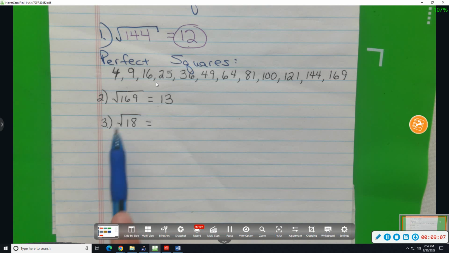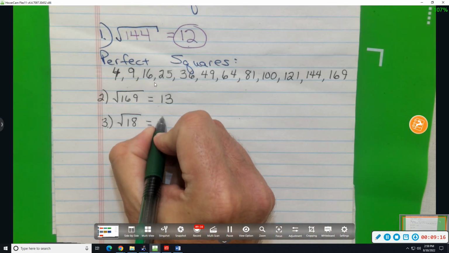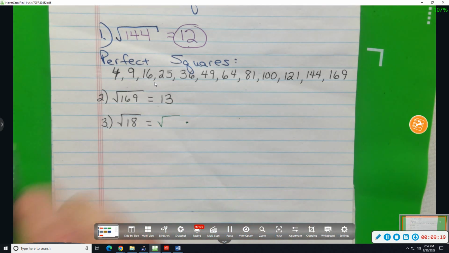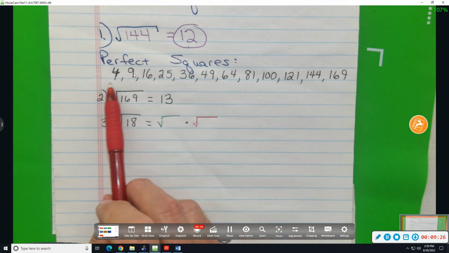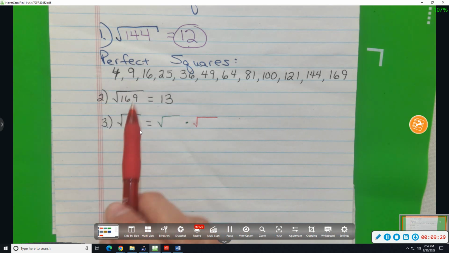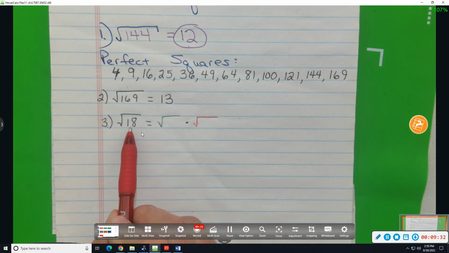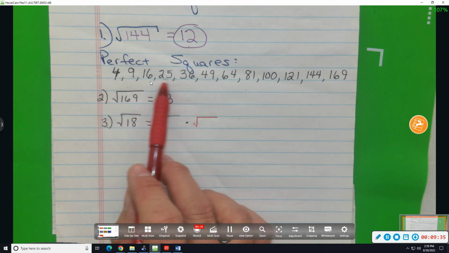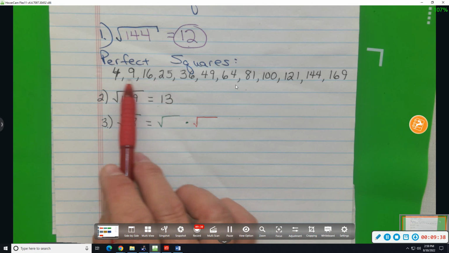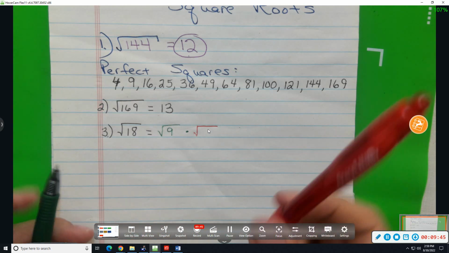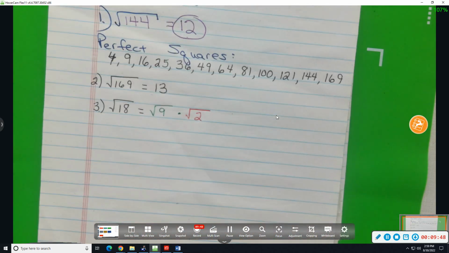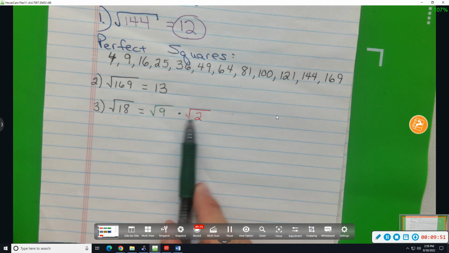So here's how we're going to simplify something that's not a perfect square. We're going to rewrite that number 18 as multiplication using a perfect square. Ask yourself, what's the biggest perfect square that divides evenly into 18? By dividing evenly, I mean there's a remainder of 0. Which one of these numbers divides evenly into 18? There's only one of them. 9. We can think of 18 as 9 times 2. So I'm rewriting 18 as the square root of 9 times the red square root of 2.